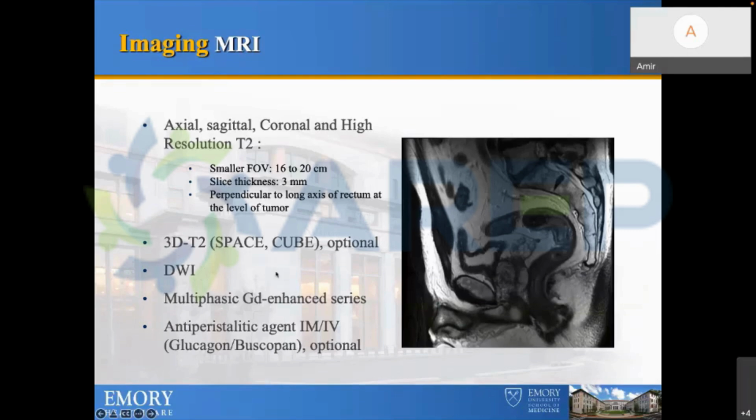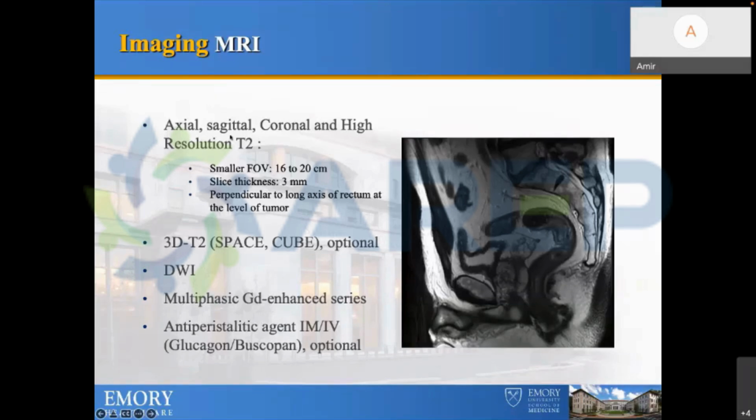Sometimes we use a 3D T2 sequence, which in our practice we don't think is very useful, because this T2 space has a higher resolution but doesn't have a good contrast. This is a 3D T2 weighted image. It's called SPACE on Siemens scanners and CUBE on GE scanners. In our practice, we don't use this. In a lot of places they use this, but I think it's not as good as doing the high-resolution T2.